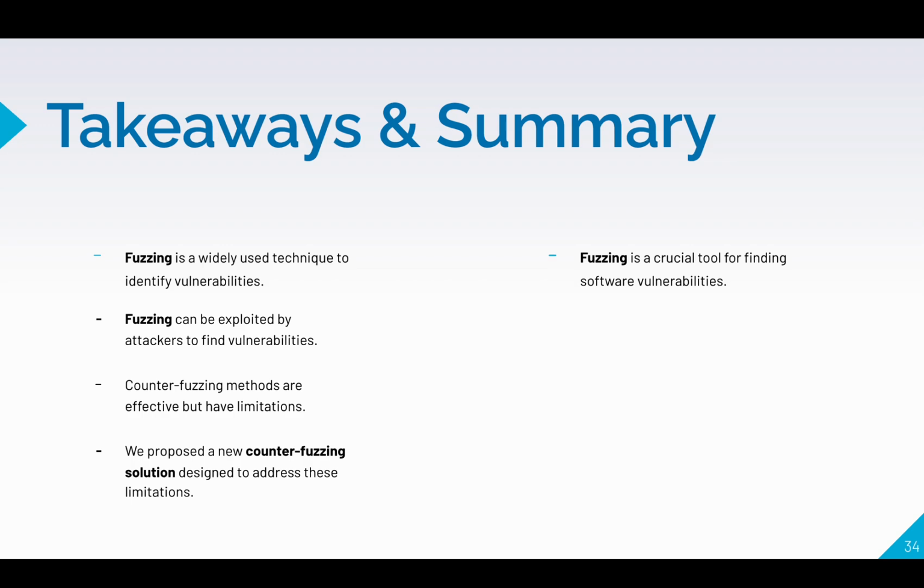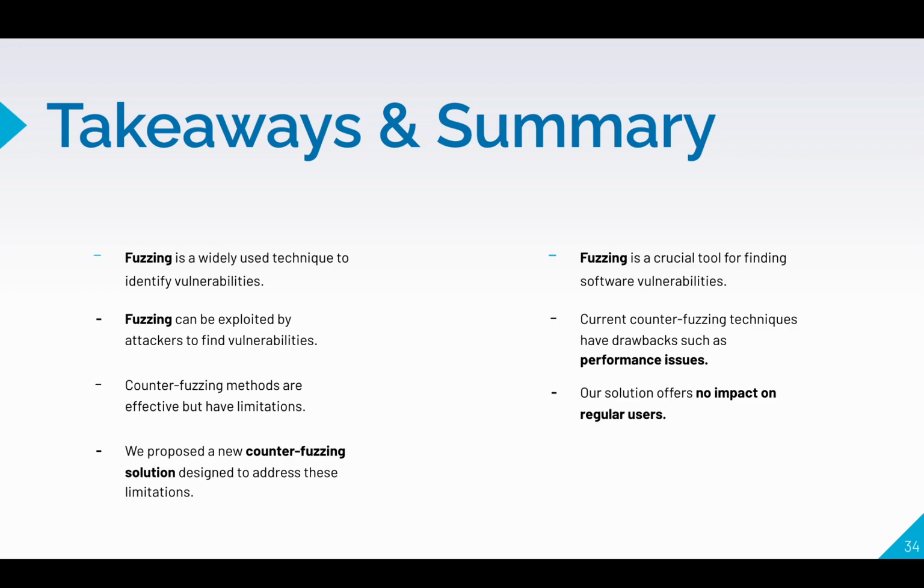Fuzzing is a crucial tool for finding software vulnerabilities, but it can be used by attackers to exploit and patch software, as we explained at the beginning of our presentation. And the existing solutions, for example current counter-fuzzing techniques, have their drawbacks and limitations such as performance issues, false positives, and high storage demand. Our proposed approach offers minimal impact on regular users, avoids false positives, and works against different fuzzing techniques, including hybrid fuzzing and any type of attacks.